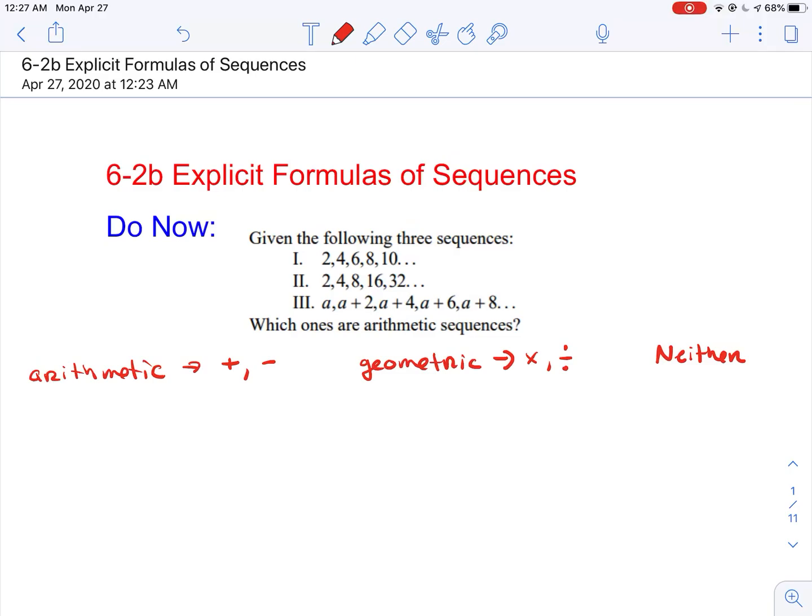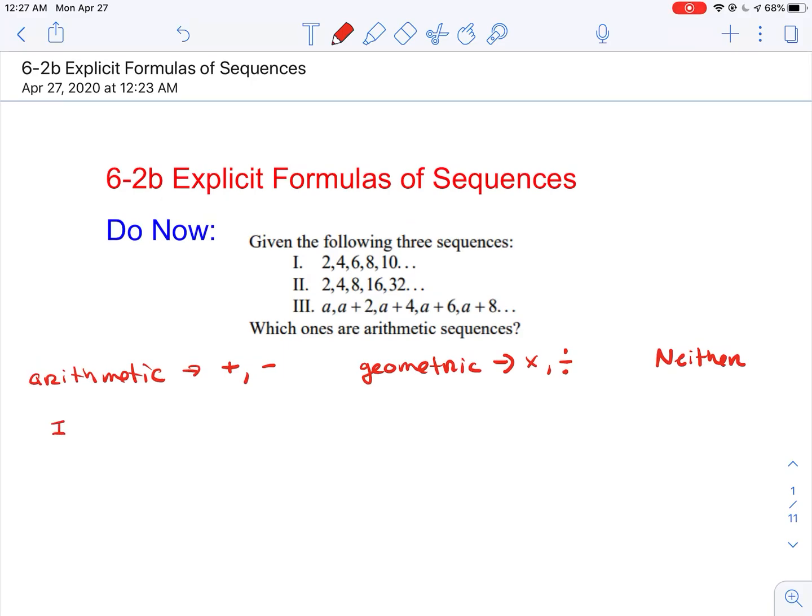Now there's also the possibility that we have neither an arithmetic nor geometric, and that just means the pattern may be a little more complex. It's not just adding a number or subtracting a single number or multiplying a single number or dividing a single number. There's often multiple steps that occur. Okay, so let's take a look at these three options.